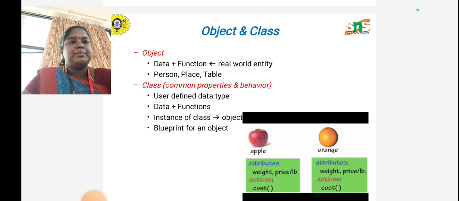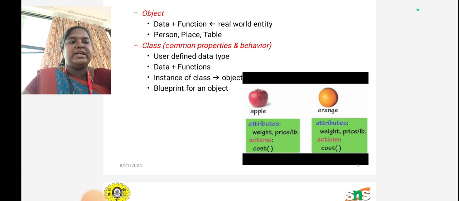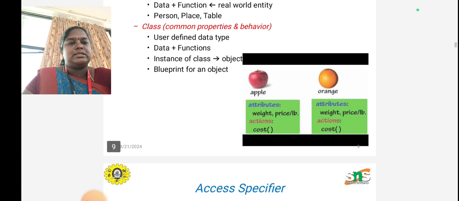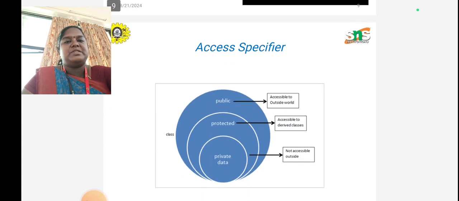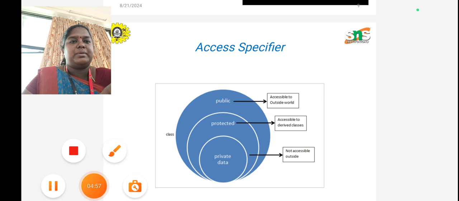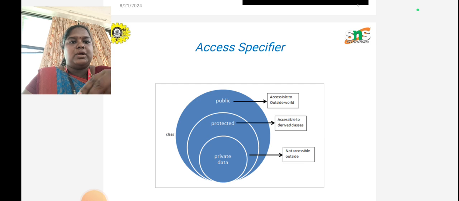Here I have an example: apple and orange. Attributes are weight and price. Actions are cost. In class, the access specifiers are public, protected and private: non-accessible outside the class, accessible to derived classes, accessible to the outside world.